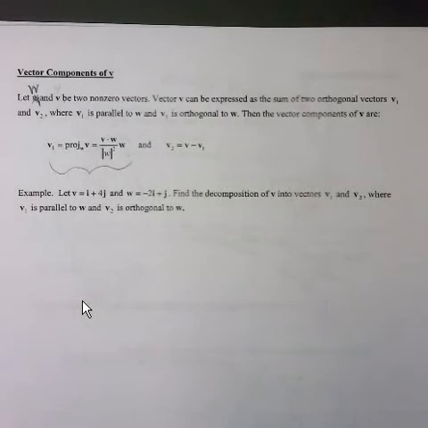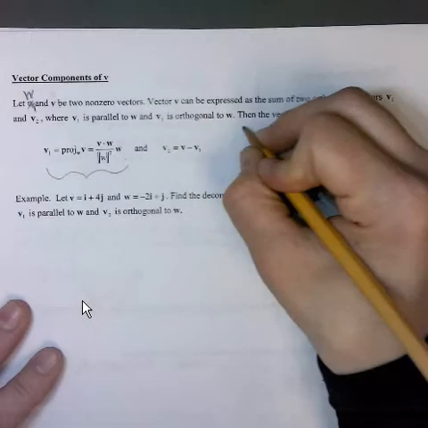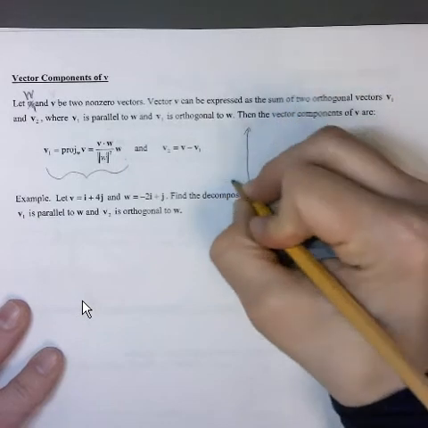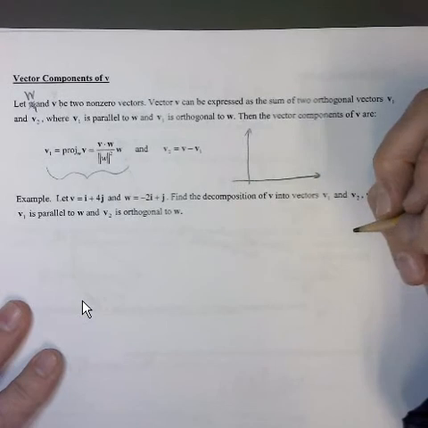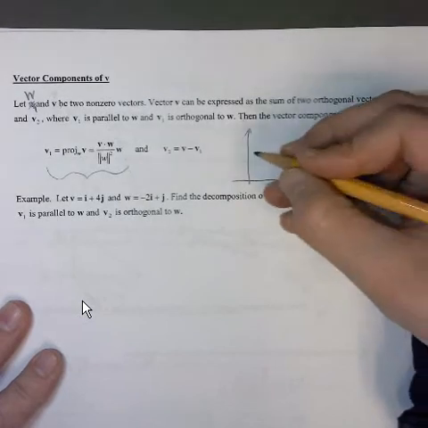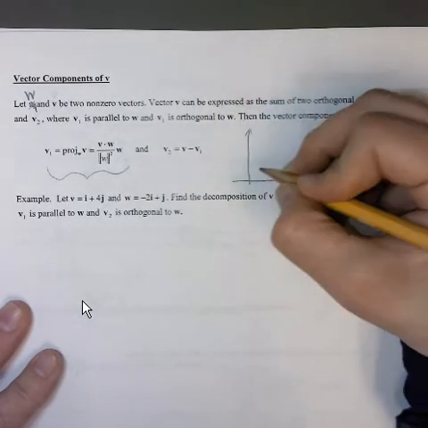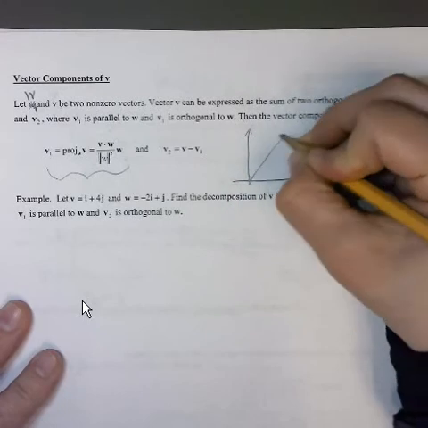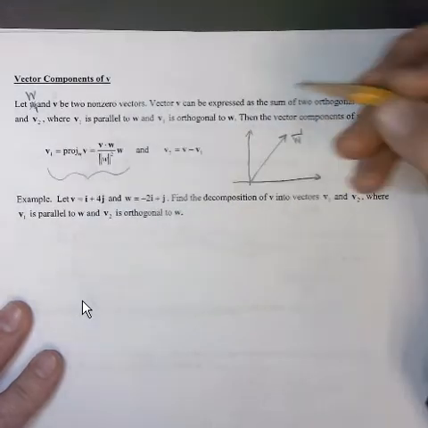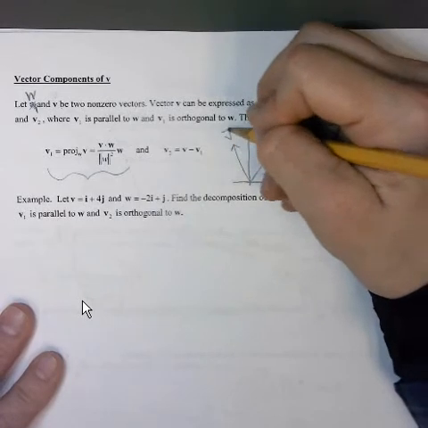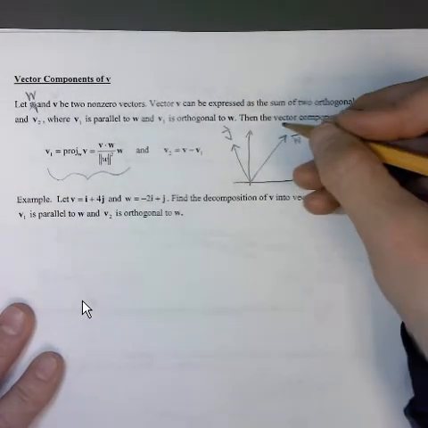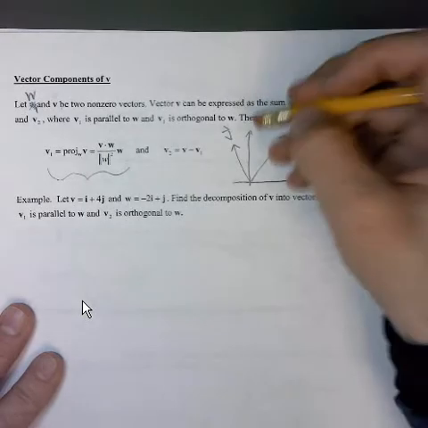Okay, so what we have, let's say this is w, and then maybe this is vector v. Oh, I got these backwards.